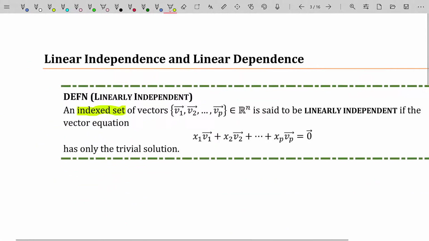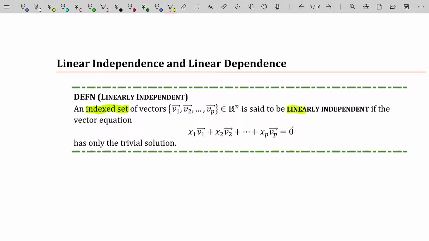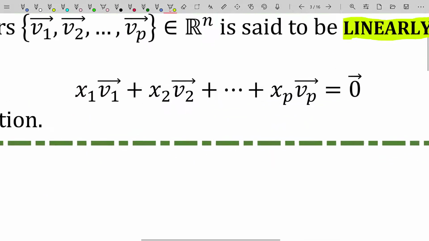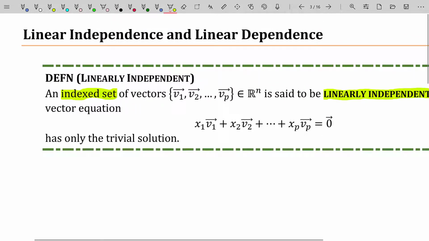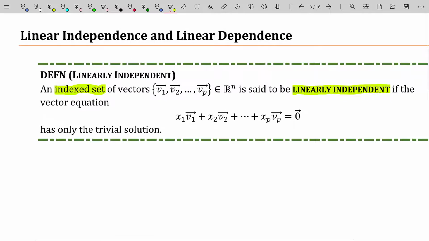Anyhow, that set of vectors is said to be linearly independent if the vector equation that you see right here, x sub 1 v sub 1 plus x sub 2 v sub 2 plus so on and so forth plus x sub p v sub p equals 0, that vector equation right there, only has the trivial solution. Now there's a lot of deep theory going on here, and there's a lot of definitions I can throw at you from the past right now, but for the moment, let's just go ahead and talk about what this implies.